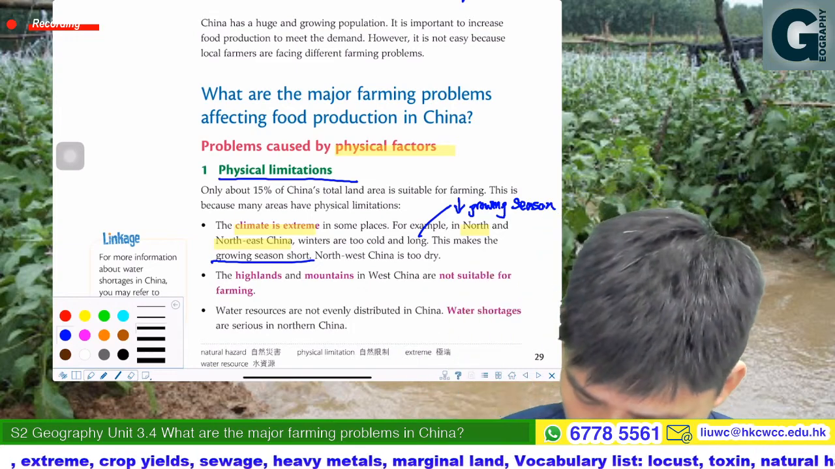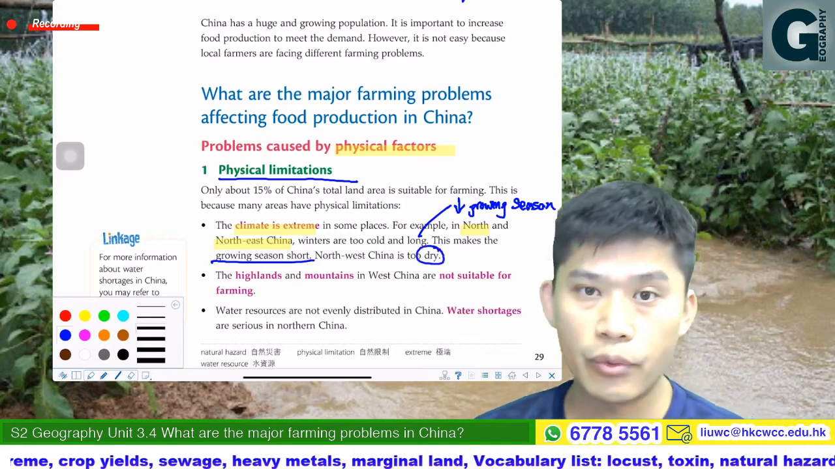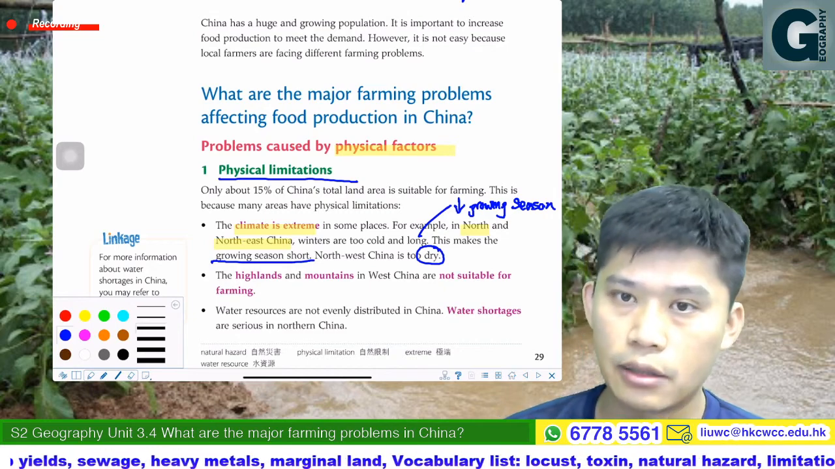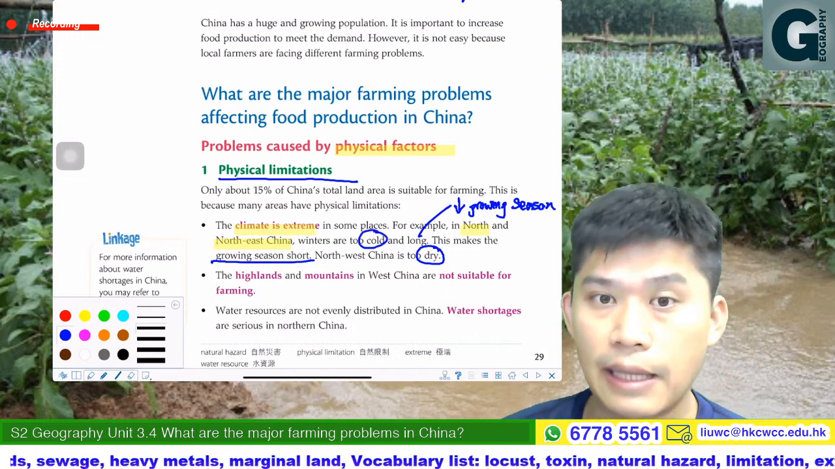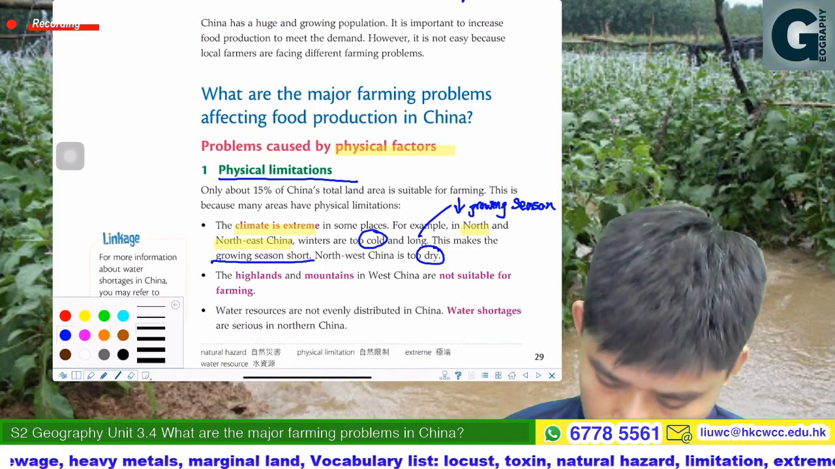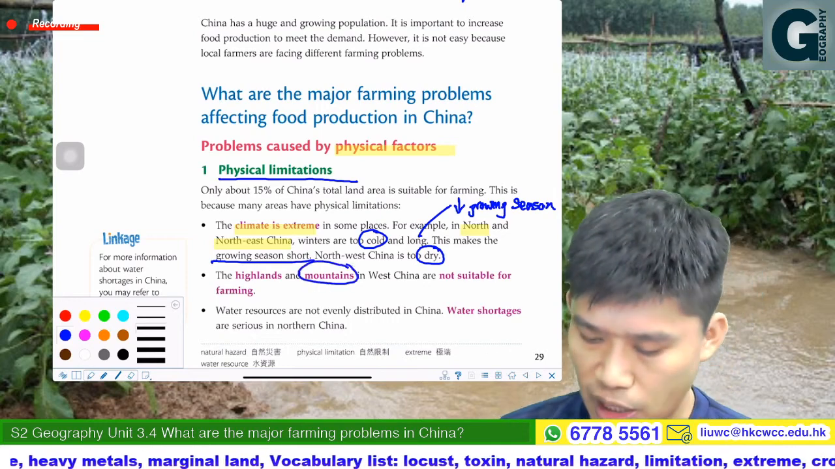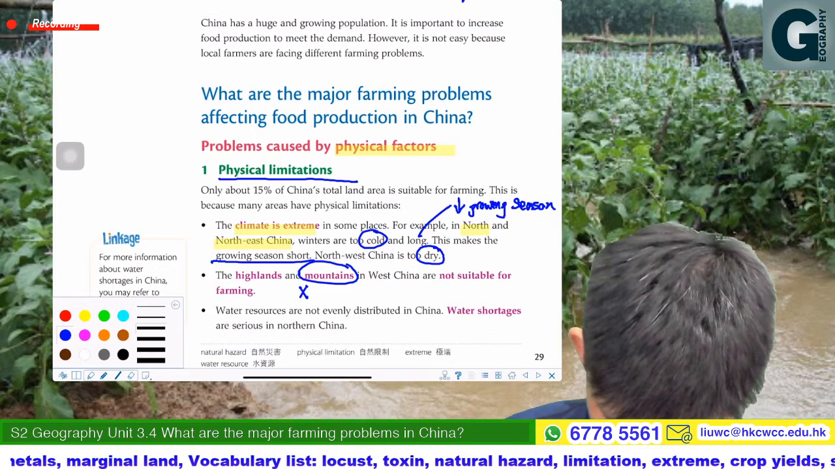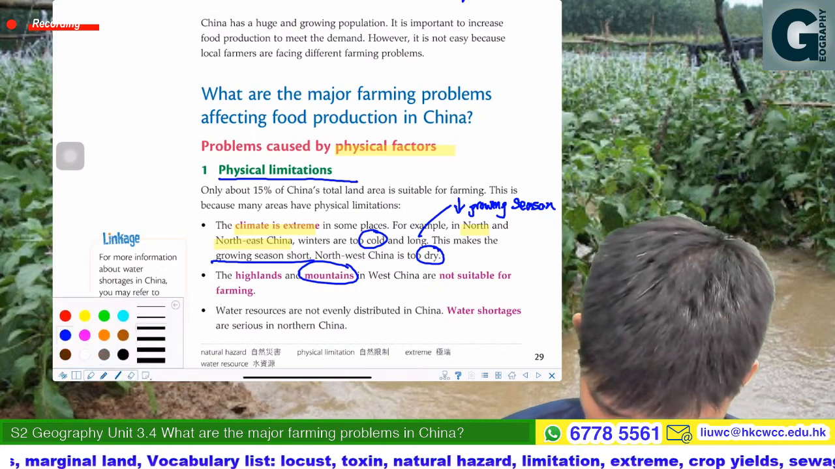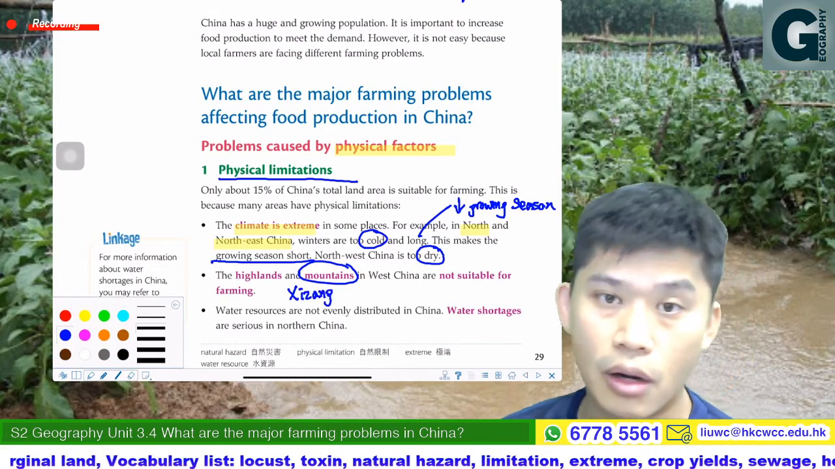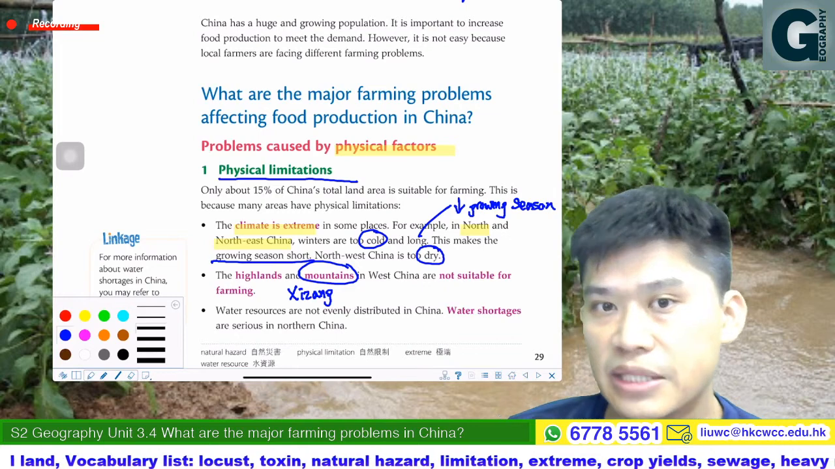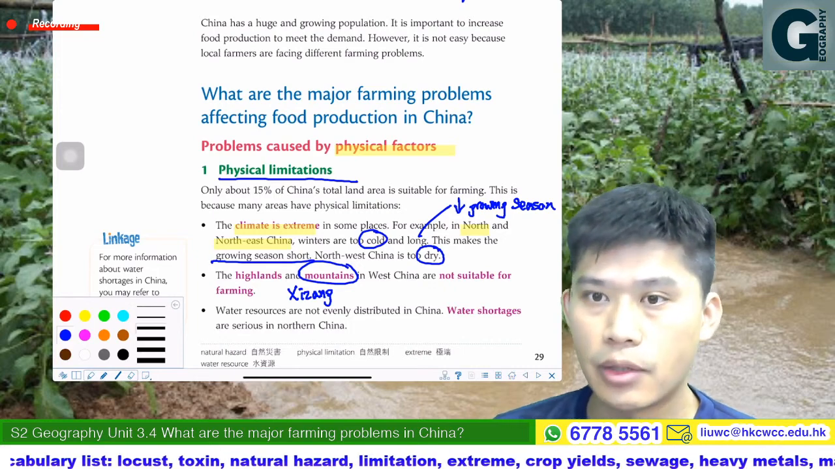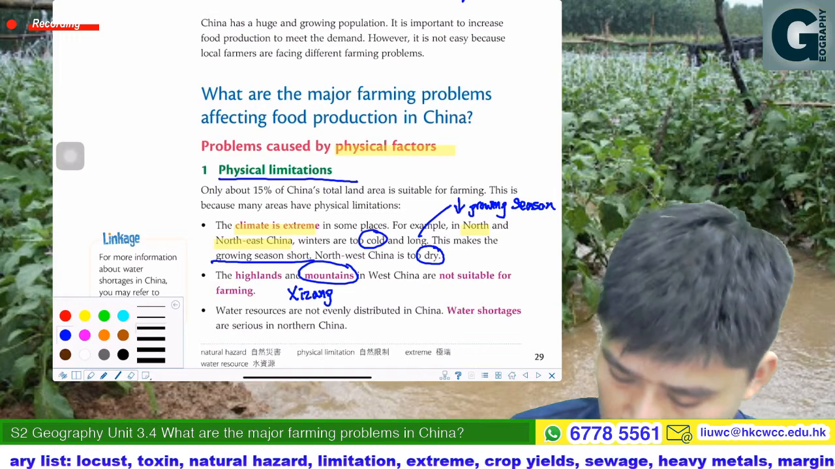And also, the northwest China is too dry. So that's why we call it extreme climate. 呢啲極端嘅氣候啦，通常講兩樣嘢。第一樣嘢，OK 就係凍啦；第二樣嘢就係乾啦。Then the second one, the highland and the mountain in the west China are not suitable for farming, especially in 西藏啦，OK，西藏呢啲高地唔係咁適宜耕種嘅。Why? We can talk about the climate, the water supply, or even the most important, the relief.